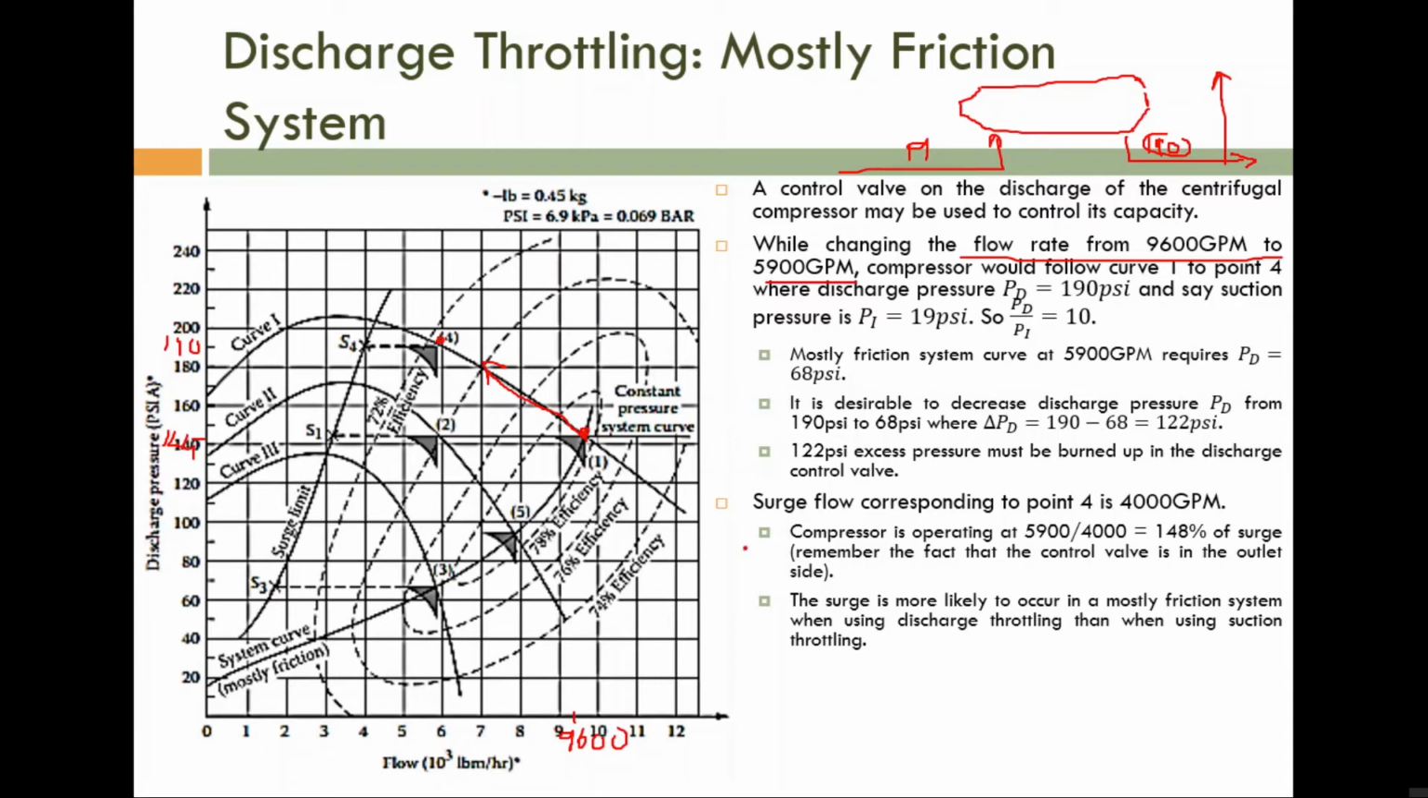Now, to achieve the current flow of 5900 gallons per minute, the pressure required is 68 psi. This flow means from this discharge line to the next process. The flow rate required is only 5900 gallons per minute, so the pressure required is 68 psi only. So 190 is a wastage; we require 68 psi at this side, meaning the remaining pressure must be removed through this burnout system.